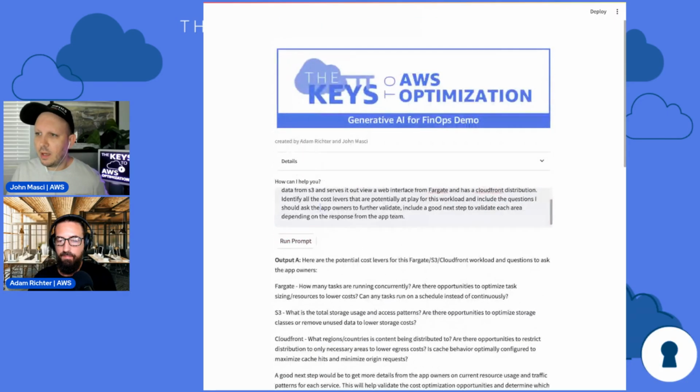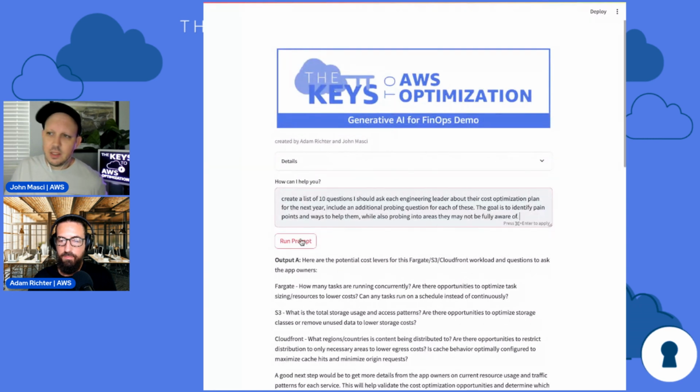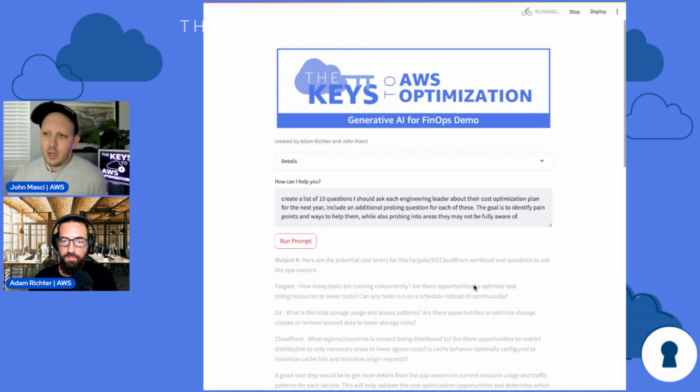So thinking about that kind of stuff, these can be excellent prompts to dive into. Yeah, 100%. I was going to put one in here that's maybe a little bit different. Instead of asking about optimizing a specific workload, create a list of questions that I should be asking engineering leaders about their optimization plan for the next year. And then this is that prompt engineering piece that you're talking about, Adam, where we say, hey, include some additional probing questions for each of these, because our goal is to identify pain points and ways to help them, but also probe into areas that maybe the person I'm talking to isn't even aware of yet. So this is a cool one for us to go through and look at, and I'll let this run for a couple of seconds.